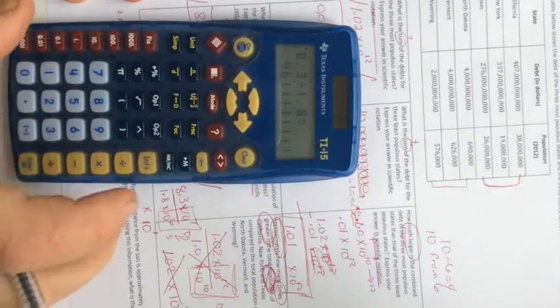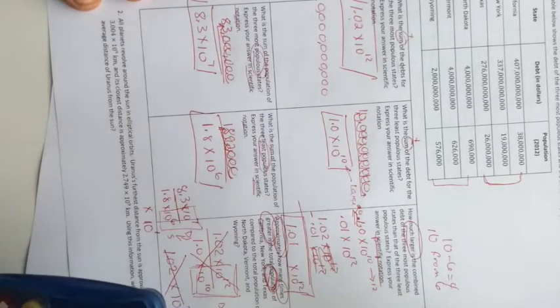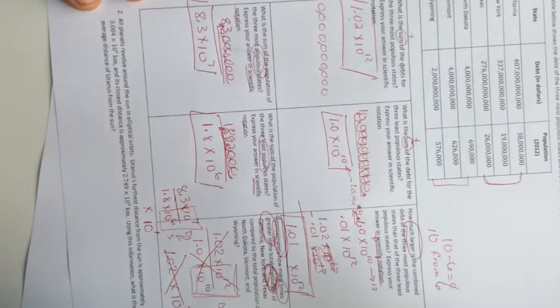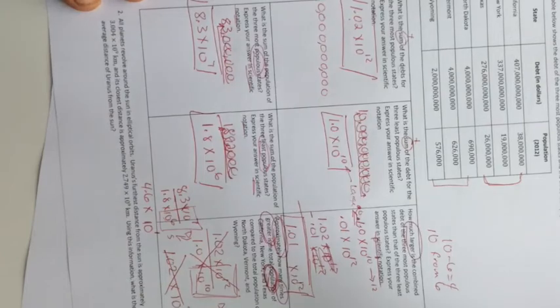8.3 divided by 1.8 is about 4.6. Did I type that in right? 8.3 divided by 1.8. Okay, I have about 4.6.